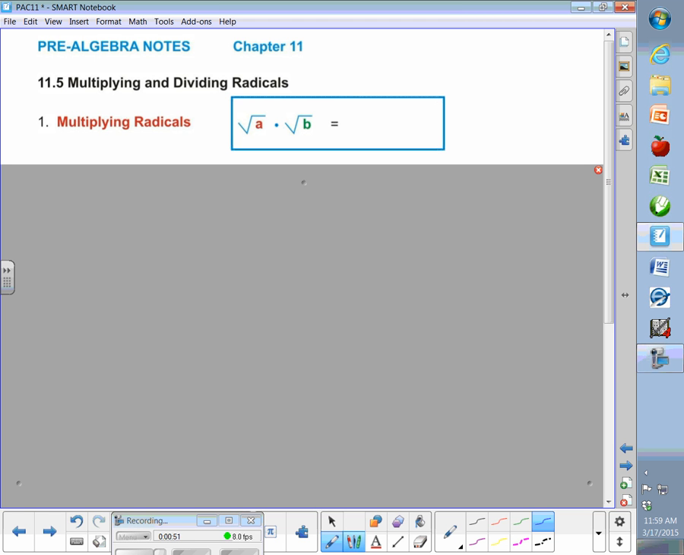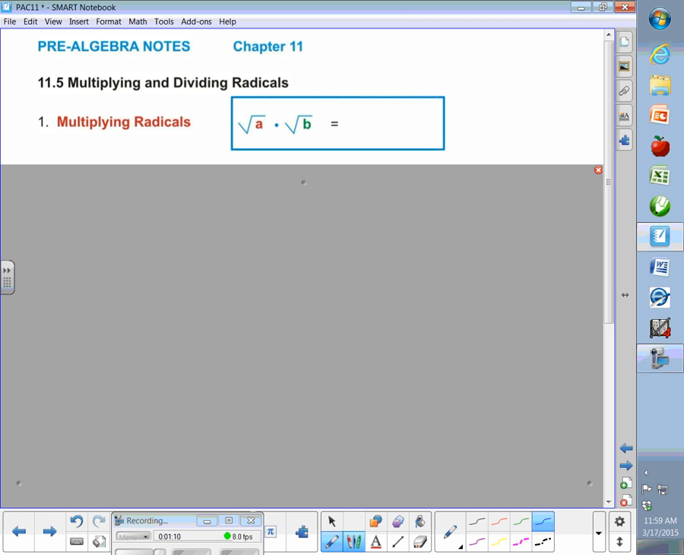They have to match to be able to multiply. You can't multiply a square root times a cube root. It won't work. You can't multiply a cube root times a fifth root. The indexes have to match. Here they do, and we're good to go. Square roots times square roots, cube root times cube root, etc.